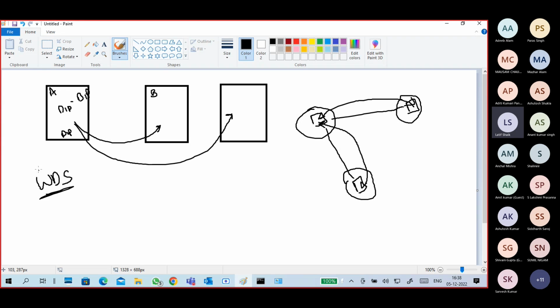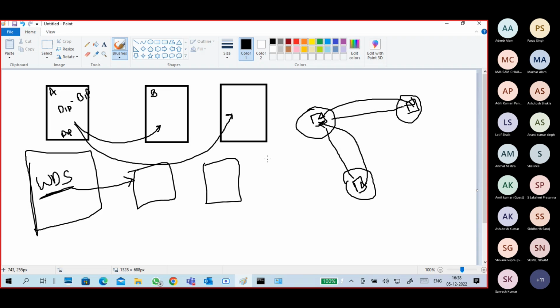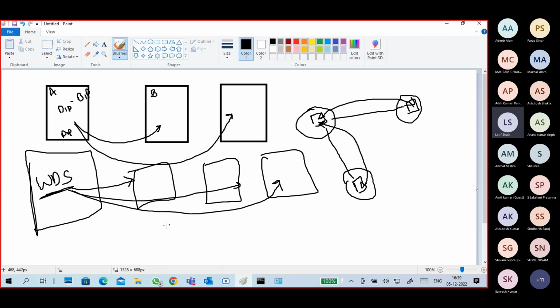WDS, Windows Deployment Server. What will this WDS do? It will install the operating system onto remote PCs through the network. Through the network, we can install an operating system also. We can deploy the OS through the network.